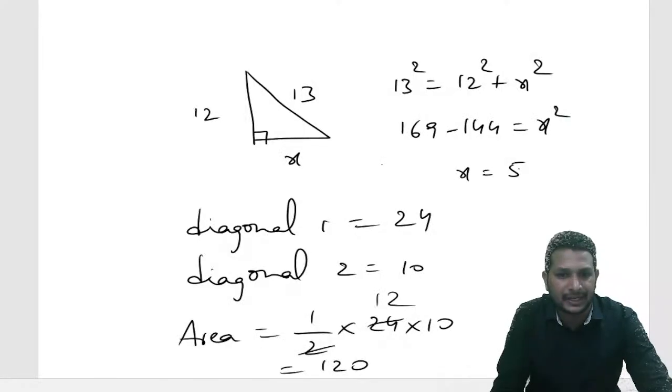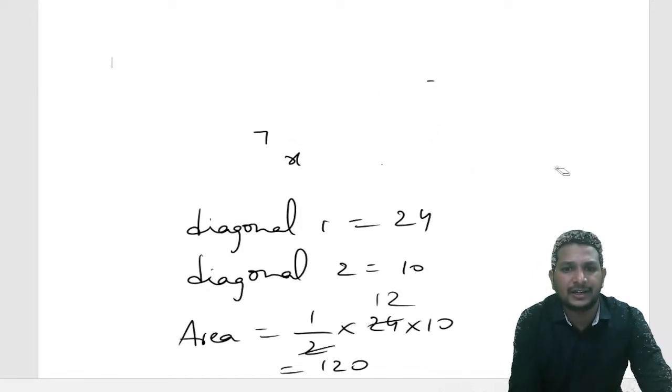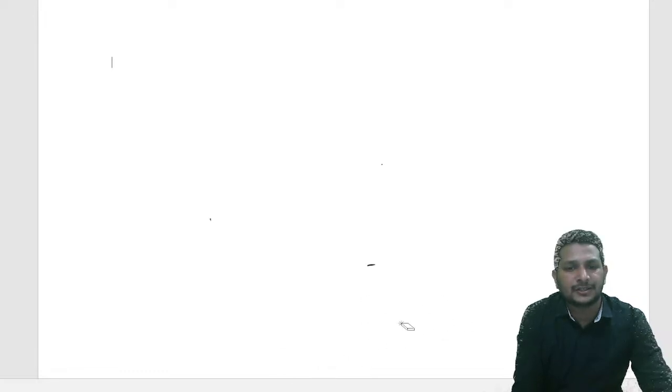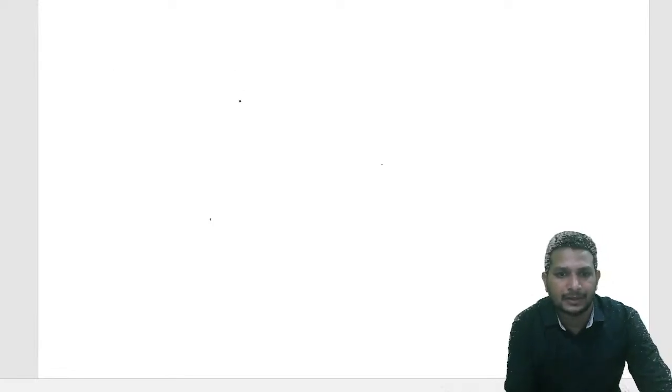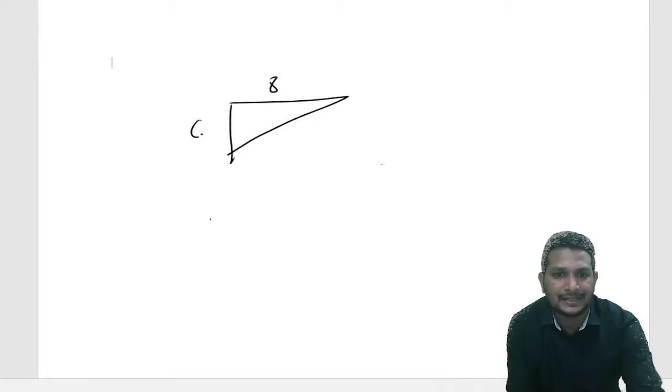So let's see that on the board. First, we can find the diagonal. How? Using Pythagoras theorem. They gave the diagram like this. So we can say that the dimensions are 8 and 6. The length is 8 and this is 6.